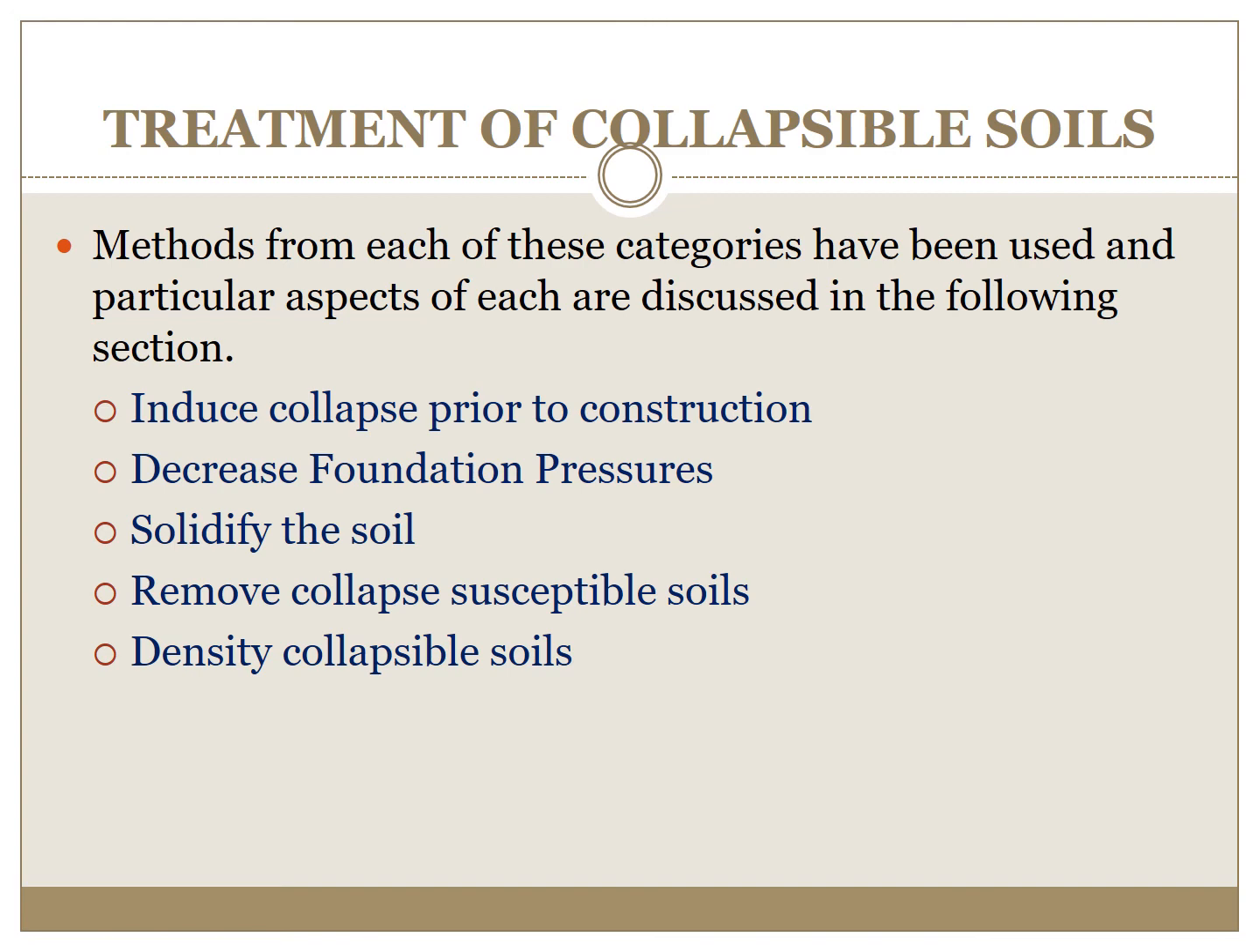Vibro compaction techniques make use of large vibro-float probes suspended from a crane. Vibration is produced by an eccentric weight inside the probe, which is driven by electric or hydraulic motors. So here are the methods used for the treatment of collapsible soil.